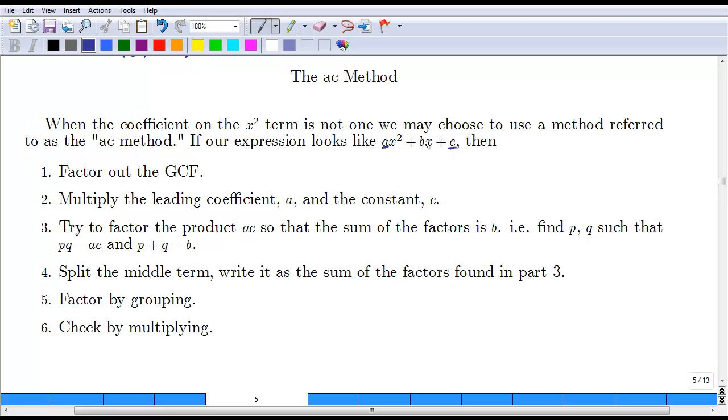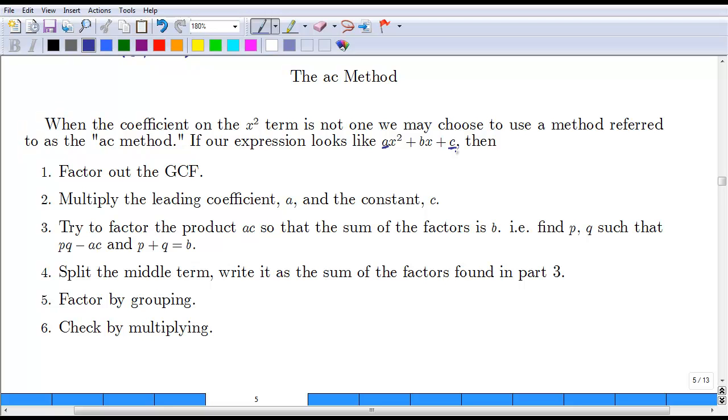So first thing, as always, factor out the greatest common factor if possible. We want to deal with as small numbers as possible. Second step, like I said, is we are going to multiply the a and the c together. This is a modified version of guess and check. It's slightly more streamlined, so it goes a little bit faster than guess and check. Doesn't cause as many errors.